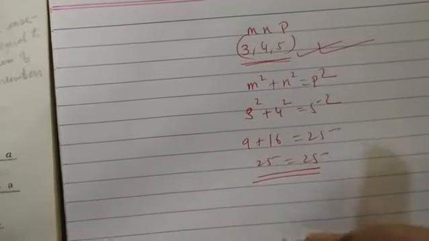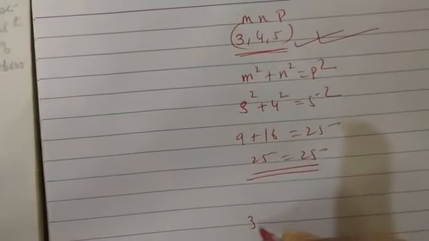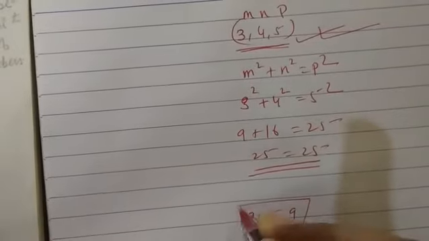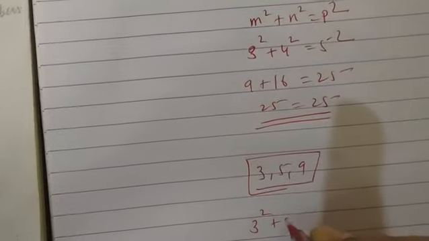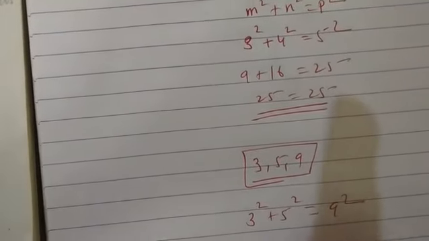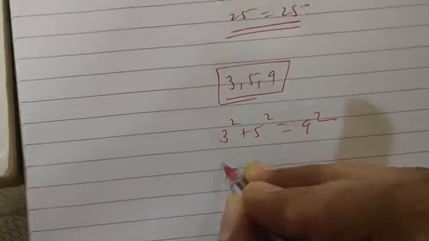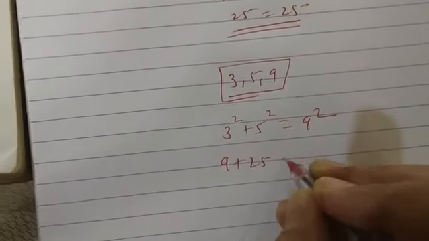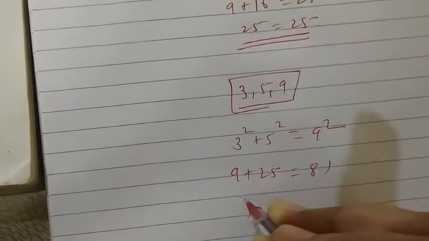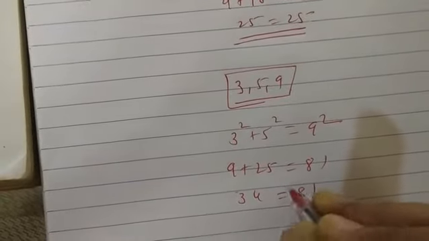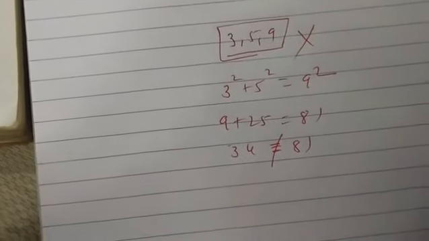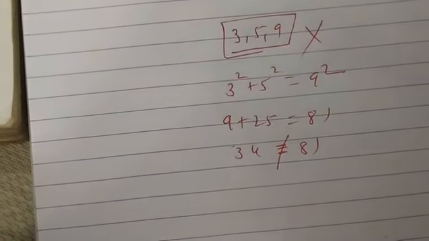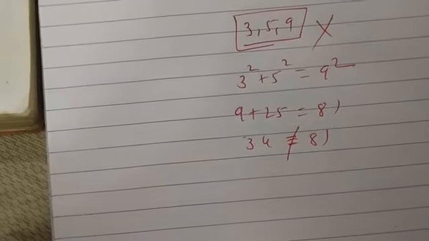If the next numbers we take are, suppose, 3, 5, 9, will they form a Pythagorean triplet? Check it. 3 square plus 5 square is equal to 9 square. This is 9 plus 25 is equal to 81. That is 34 is equal to 81, not equal to 81. Means these numbers will not form a Pythagorean triplet. So how can we find out which three numbers will form a Pythagorean triplet? So the result is given here.